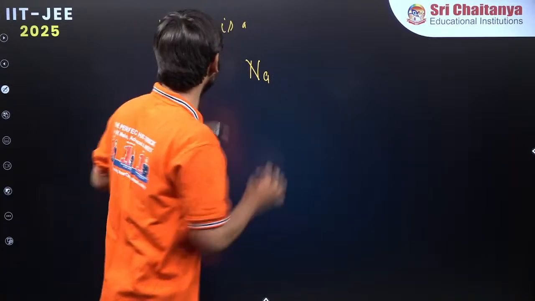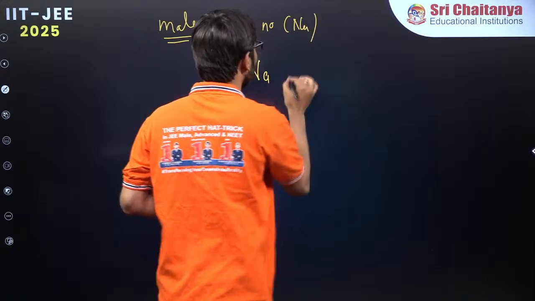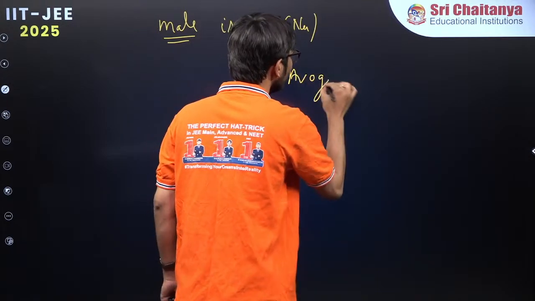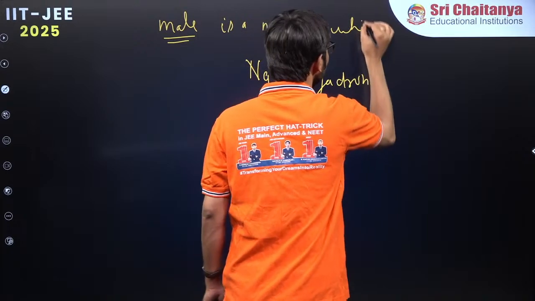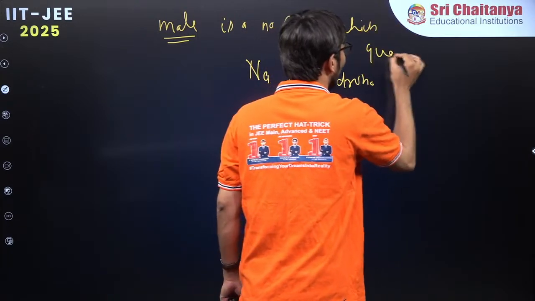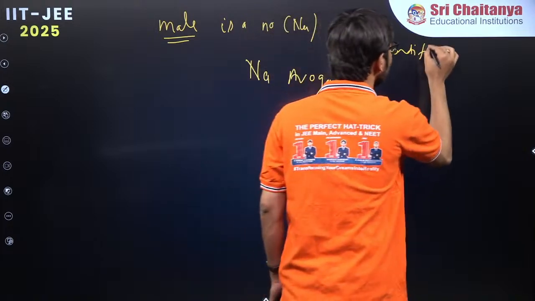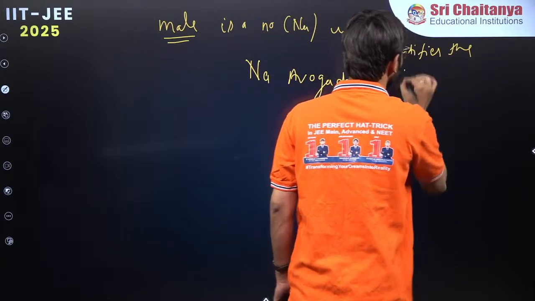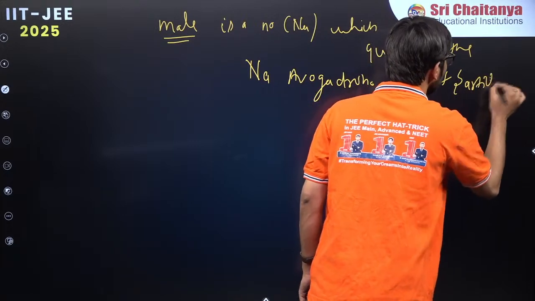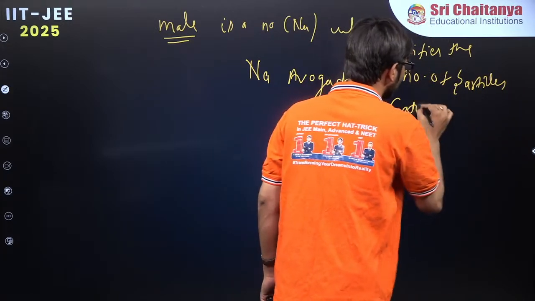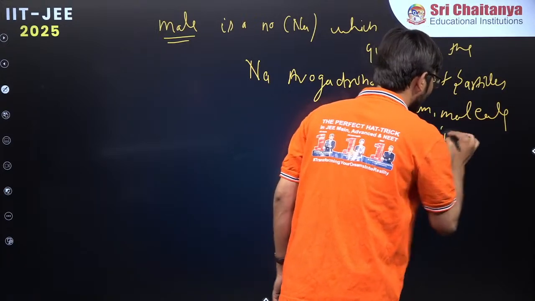So what is 1 mole? Mole is a number. What is that number? Avogadro number. Mole is an Avogadro number which quantifies the number of particles. What I mean by particles, bolo beta ji? Particles means what? Atom, molecule, or ions.